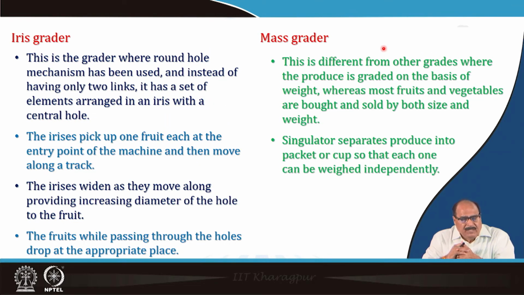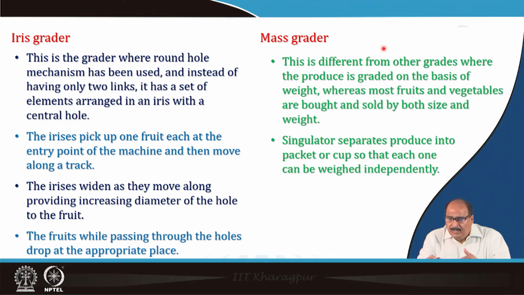Iris grader. This is a grader where a round holes mechanism has been used, and instead of having only two links, it has a set of elements arranged in an iris with a central hole. The iris picks up one fruit each at the entry point of the machine and then moves along a track. The irises widen as they move along, providing increasing diameter of the hole for the fruit. The fruit, while passing through the holes, drops at the appropriate place.